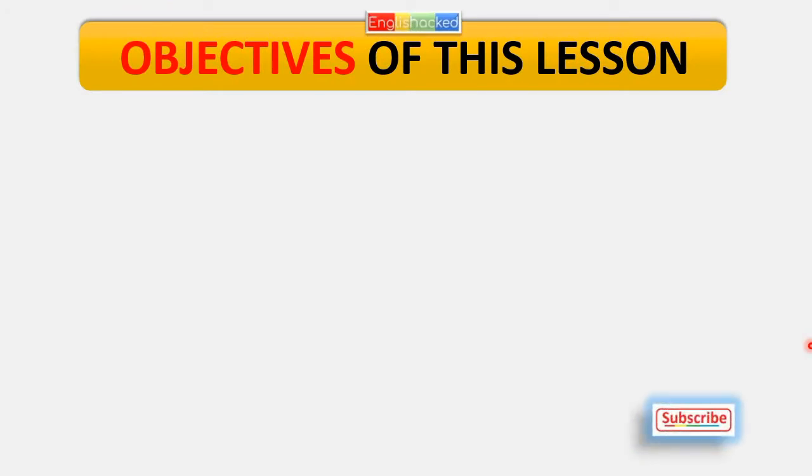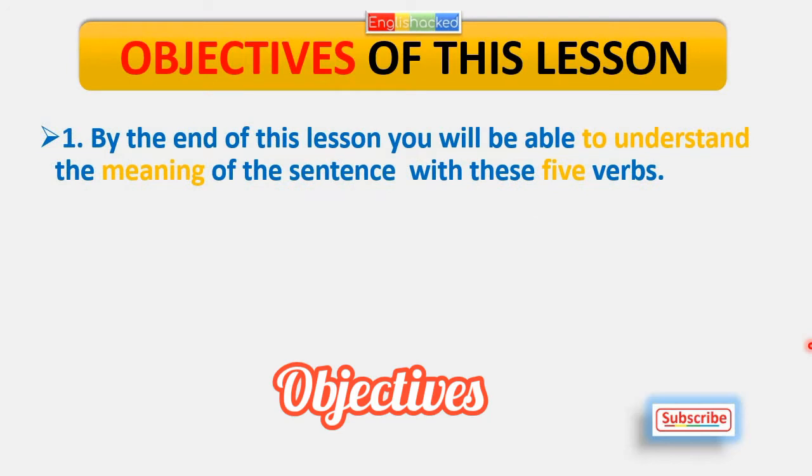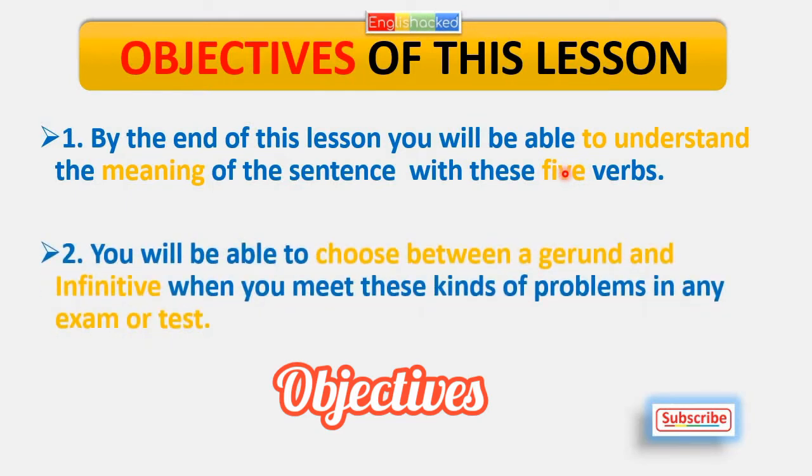Okay, so in this video, I'll make sure by the end of this video you know how to choose the right thing. Number one, by the end of this lesson, you will be able to understand the meaning of the sentence with these 5 verbs. And 2, you will be able to choose between a gerund and an infinitive. When you meet these kinds of problems in any exam or test, I guarantee you won't find any problem again.